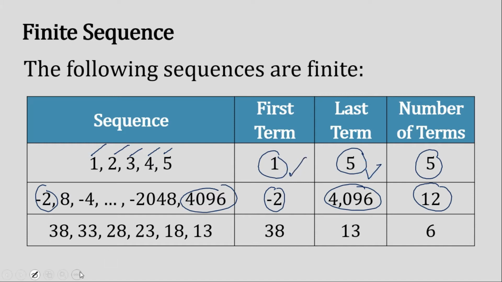Considering the sequence 38, 33, 28, 23, 18, 13, we can say that the first term is 38 and the last term is 13. Because it has a first and a last term, we can consider this a finite sequence. Now, if we count the number of terms, we can say that 1, 2, 3, 4, 5, 6. We have 6 terms in this sequence.